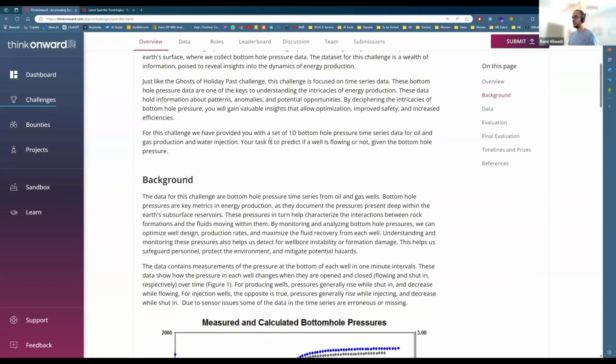For this challenge, we provided you with 1D data for oil and gas production and water injection. So we have two pieces of information going in: the pressure, and the production and water injection. Your task is to predict if a well is flowing or not, given the bottom hole pressure. Very simple, theoretically. We just want to know if the well will be flowing, like we have net positive flow or not, based on the value of the bottom hole pressure that we have.